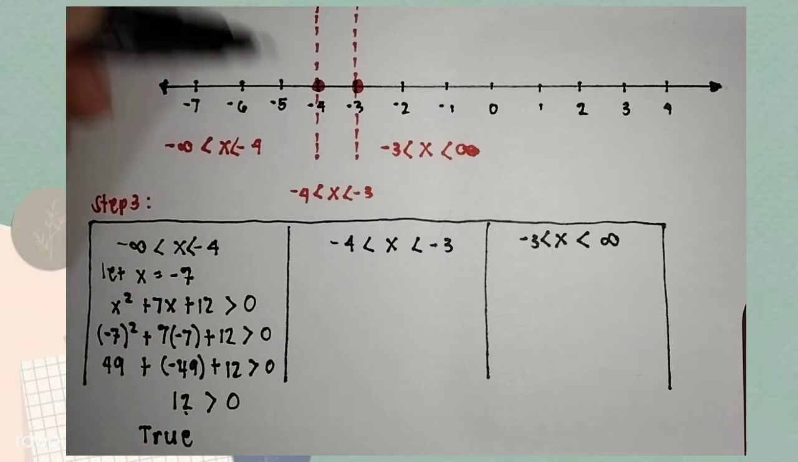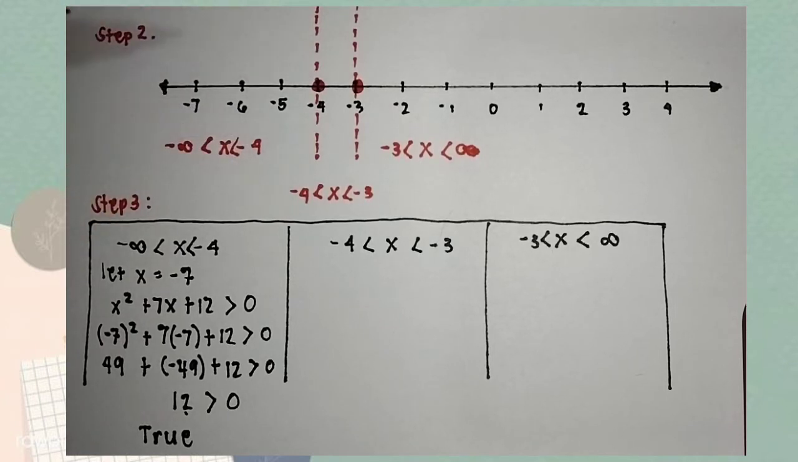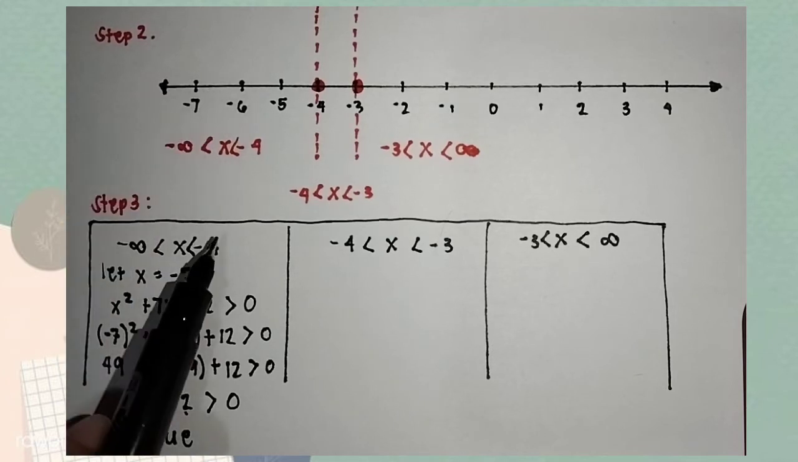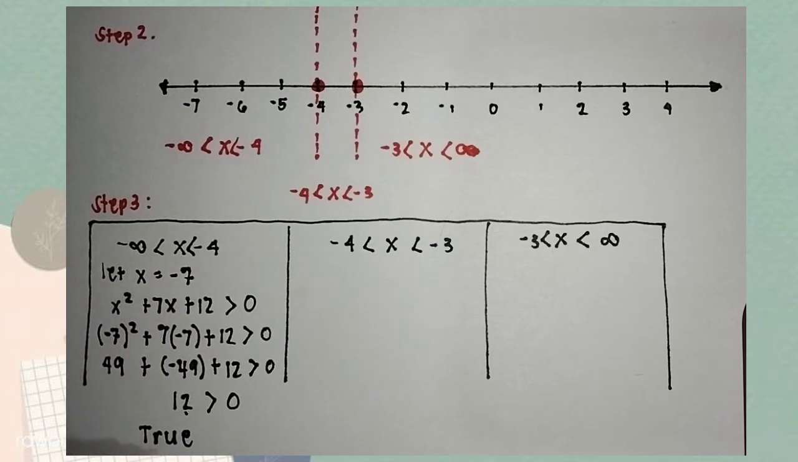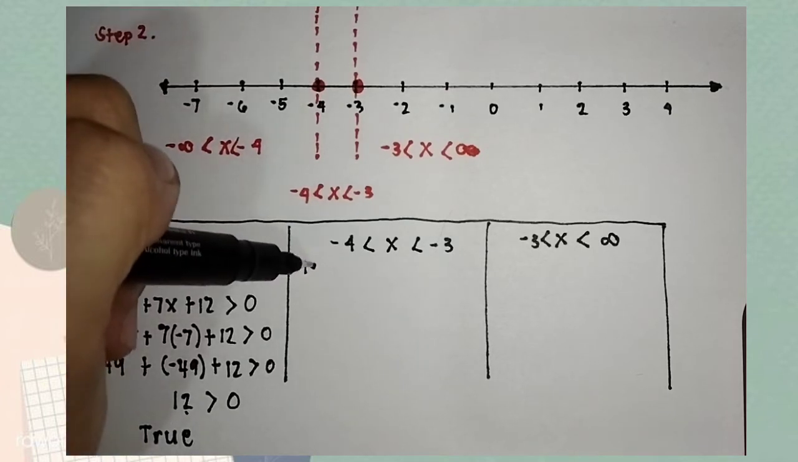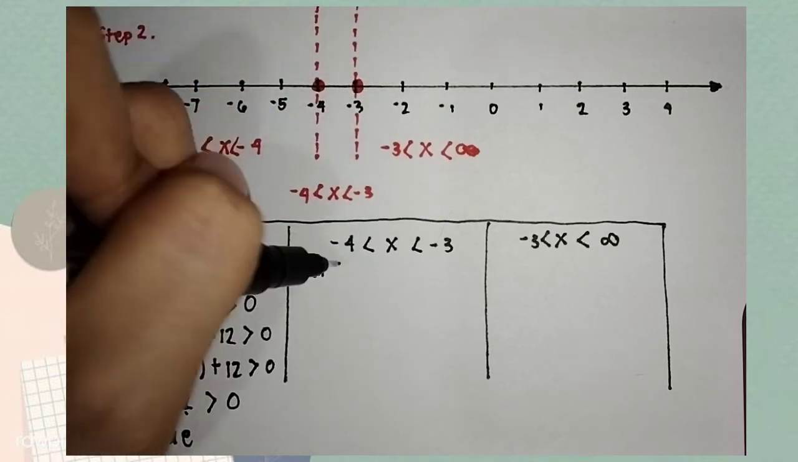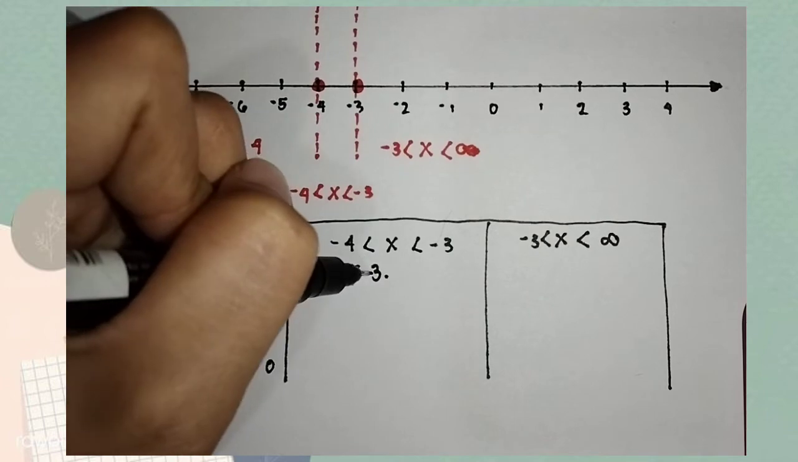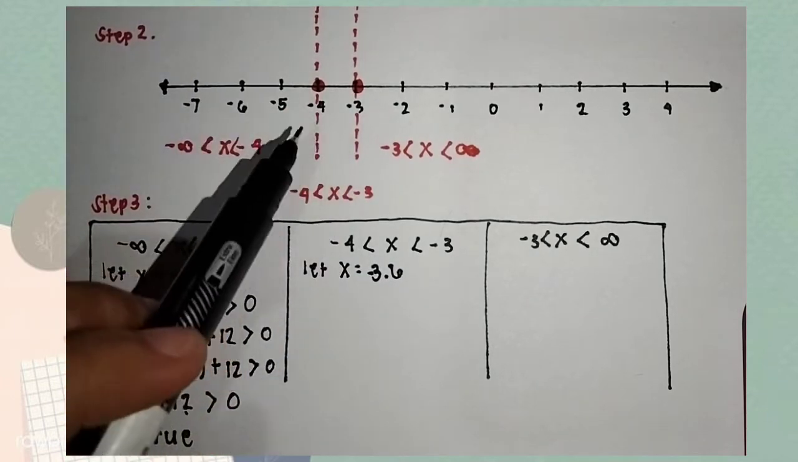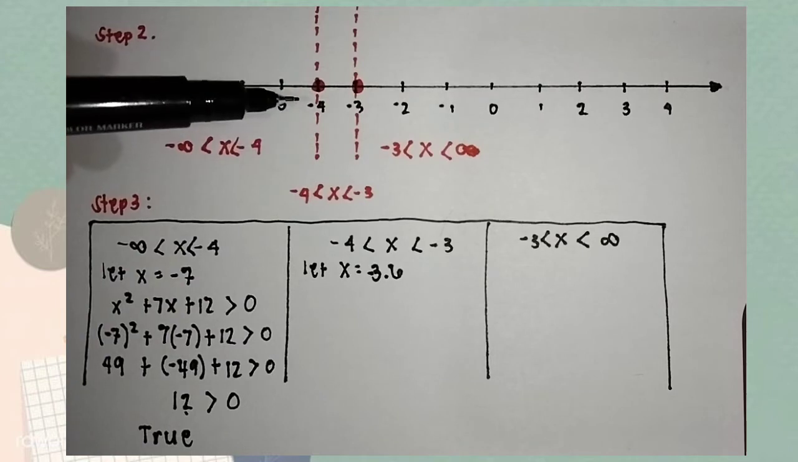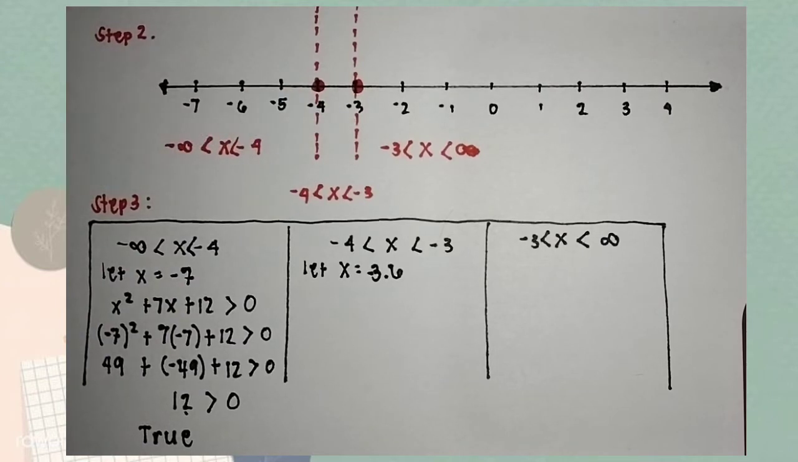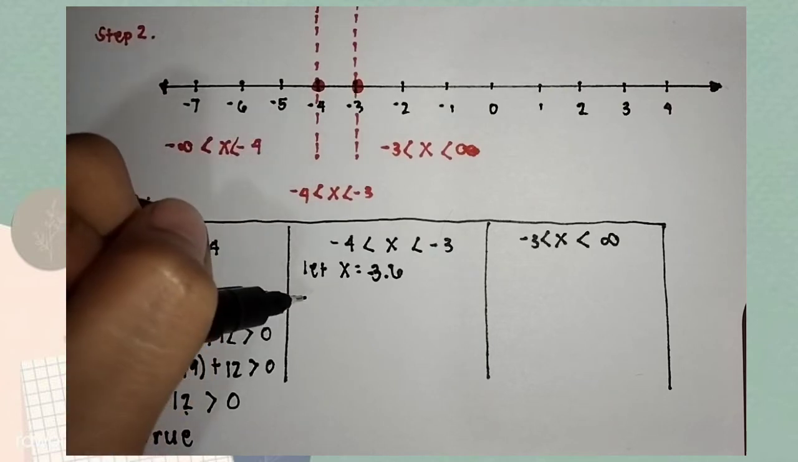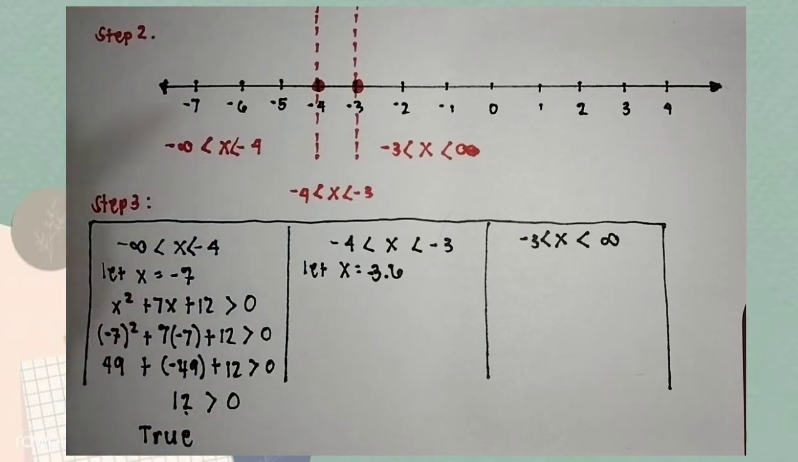So, any value na pwede nating i-substitute sa ating quadratic inequality dito sa ating interval na to, meaning lahat yon ay true or masasatisfy. Next, i-test naman natin dito sa kabilang sumunod na interval. So, let x equals -3.6, kung saan yung -3.6 ay matatagpuan sa pagitan ng -4 and -3. Okay? So, substitute natin dun sa ating quadratic inequality.